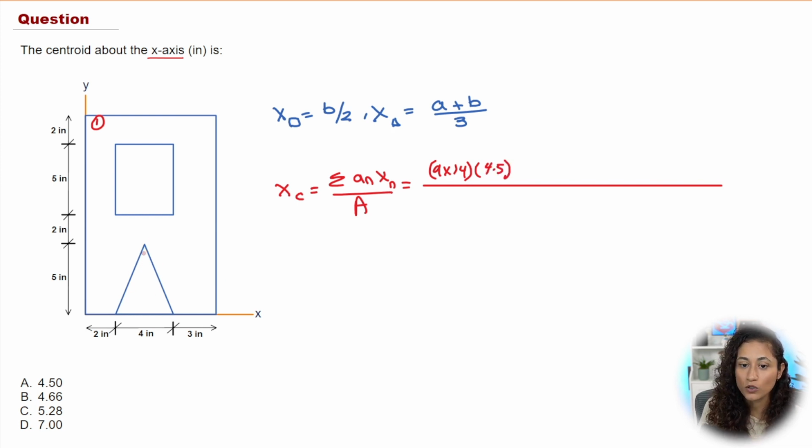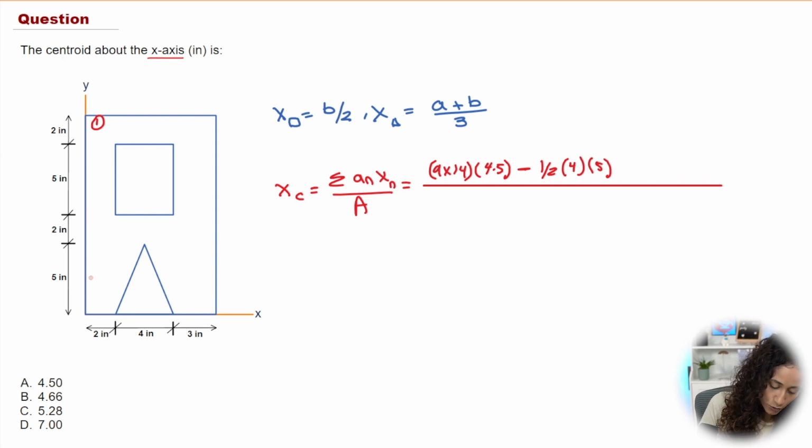So for the triangle, because it's inside the rectangle, we're going to have to do minus here, okay? Keep this in mind. Then we're going to do the area for the triangle, which is just 1/2 times b, which is 4, and then times h, which is the height, which is 5. Now let's find xn for the triangle.